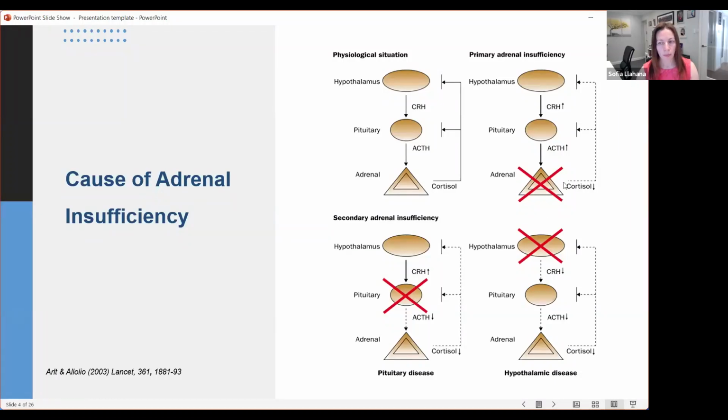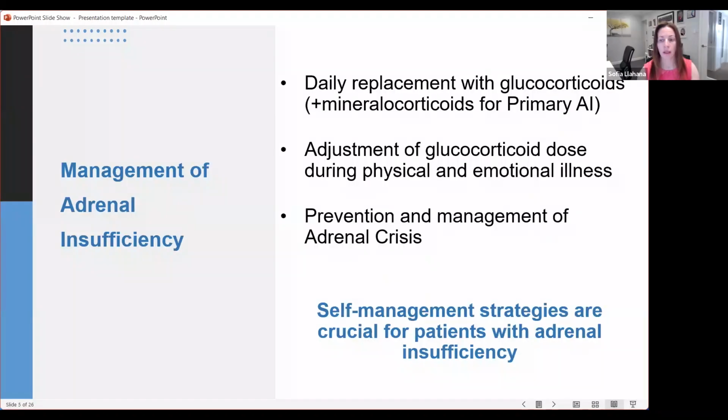Now, if the problem is in the adrenal gland, then the pituitary and the hypothalamus will detect that and keep producing ACTH, which is the stimulating hormone, but with the adrenal gland in failure, nothing comes out of it. This is why we see high levels of ACTH in primary adrenal insufficiency. And obviously, when there is a treatment that suppresses the adrenal gland, it can suppress the hypothalamic function and the pituitary function.